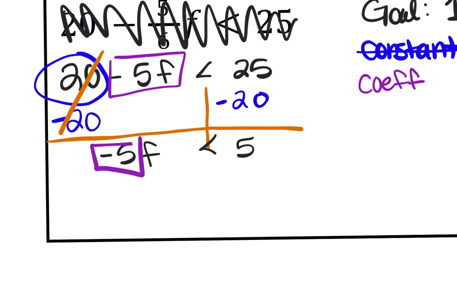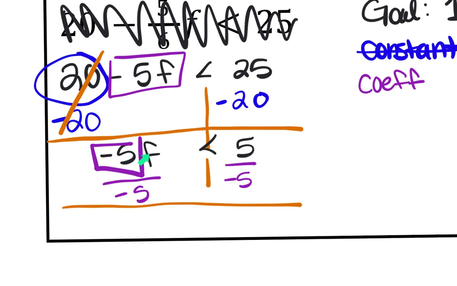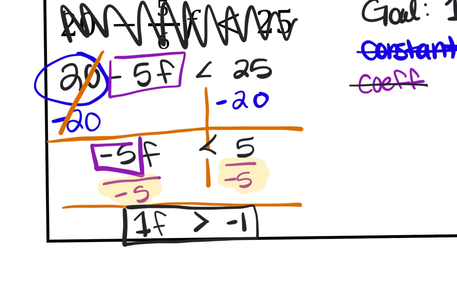My coefficient is -5, which means -5 times f. The opposite of that is dividing by -5. What I do on the side of the variable, I have to do on the other side. -5f divided by -5 is +1f. 5 divided by -5 is -1. And then again, that special rule comes into play. We divided by a negative, so I need to switch the direction of the symbol to open up the other way. Okay, my coefficient is now a +1, so I'm done.